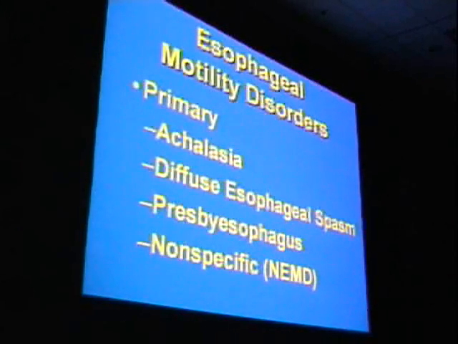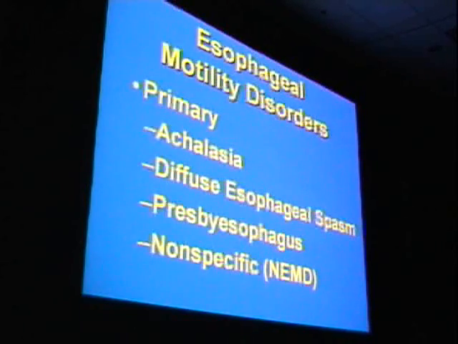Now, in terms of motility disorder, I can't remember exactly which chapter it is, but I think it's the very first chapter in the textbook. It's about 15 pages long, and that's every single thing you need to know about motility. It takes you about 15 minutes to read it. And here's a differential diagnosis of primary motility disorders.